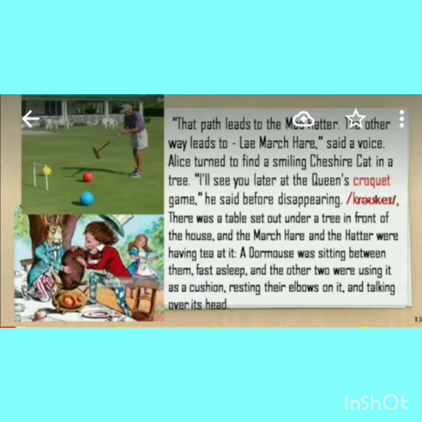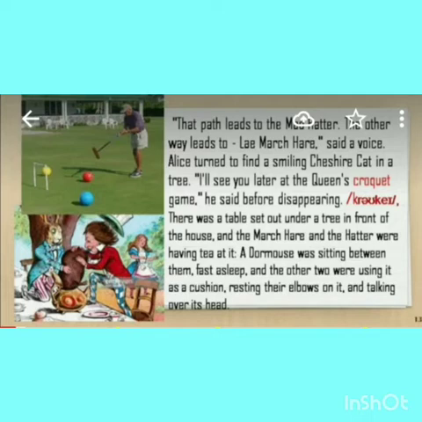Alice turned to find a smiling Cheshire cat in a tree. So again, she is able to see a cat sitting on a tree. I'll see you later at the Queen's Croquet game, he said before disappearing. So what the cat said is, I'll see you later at the Queen's Croquet game, and saying that he would meet her in the game, the cat just disappeared. There was croquet, hitting the ball, you can see in that picture. So they have to just hit the ball. That's the Queen's Croquet game. Okay, you can see in that picture.